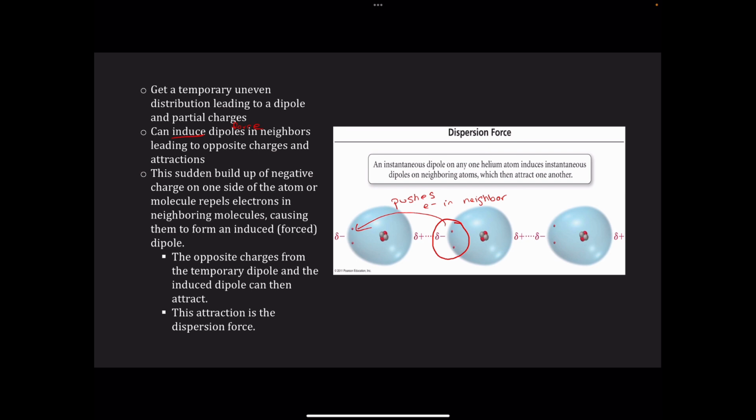So my center atom here had a temporary dipole. When that dipole formed, it was close enough to another helium atom that it pushed that helium atom's electrons away, because remember, negative charge repels negative. So we get the negative built up on one side, leaving this side positive. Same thing in our other atom. We can induce that dipole. Now, that causes these neighboring atoms to have opposite charges, and opposite charges from the temporary dipoles and induced dipoles can then attract one another. It's that attraction that is our dispersion force.